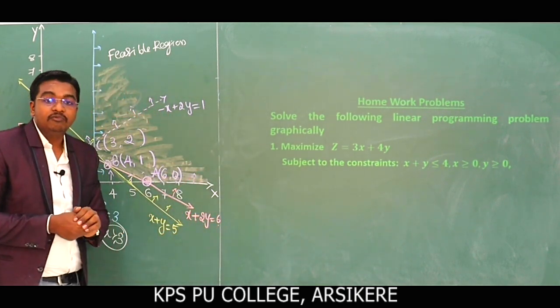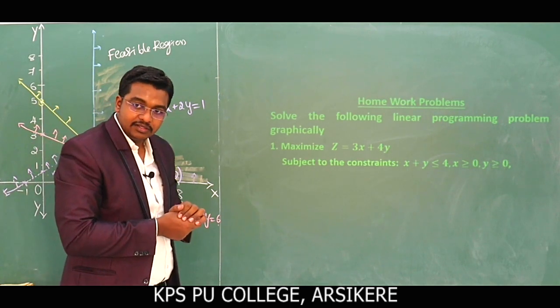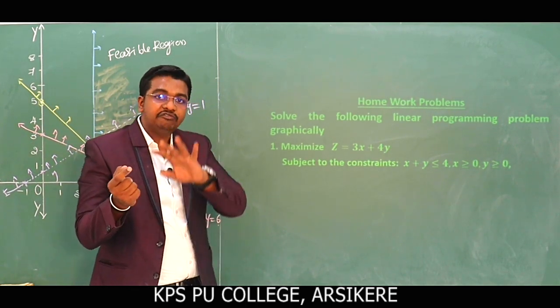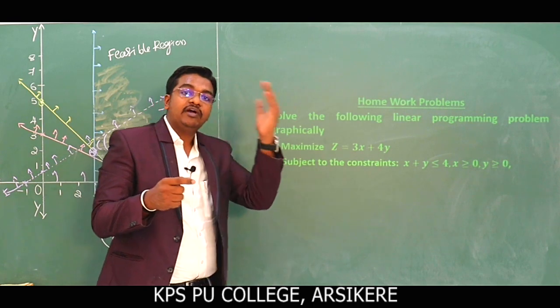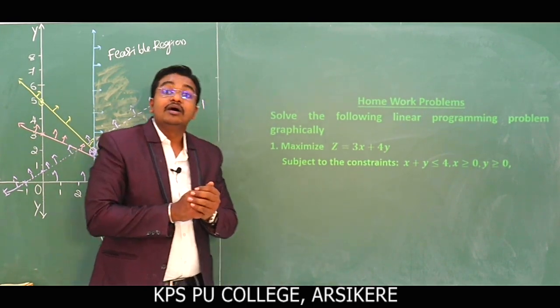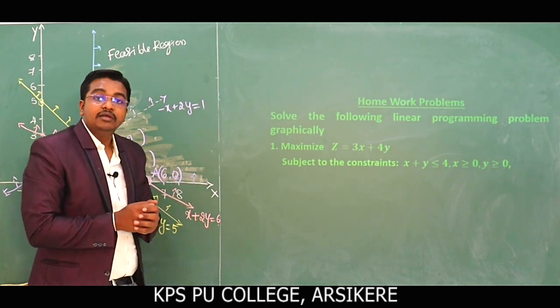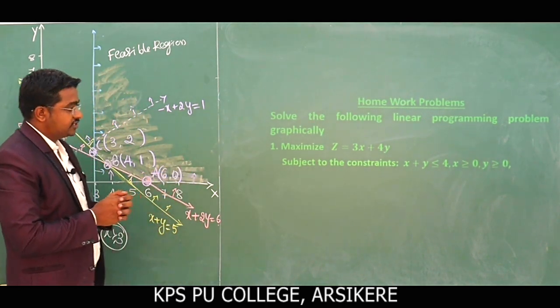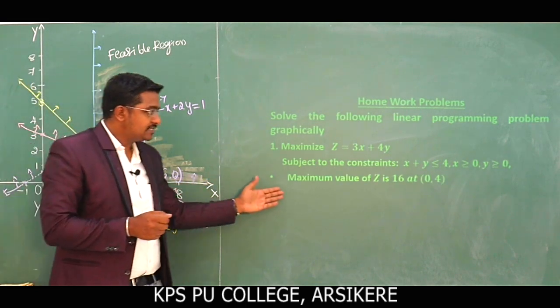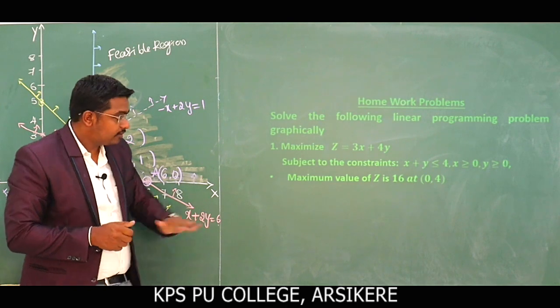So for this problem we obtained a bounded region. The feasible region is a bounded region. After obtaining the bounded region, find the corner points, then find the value of the objective function at the corner points. Mark down the largest value, which is the maximum value of the objective function. Next slide. The maximum value of z is 16 at the point (0, 4). This is problem number 1.